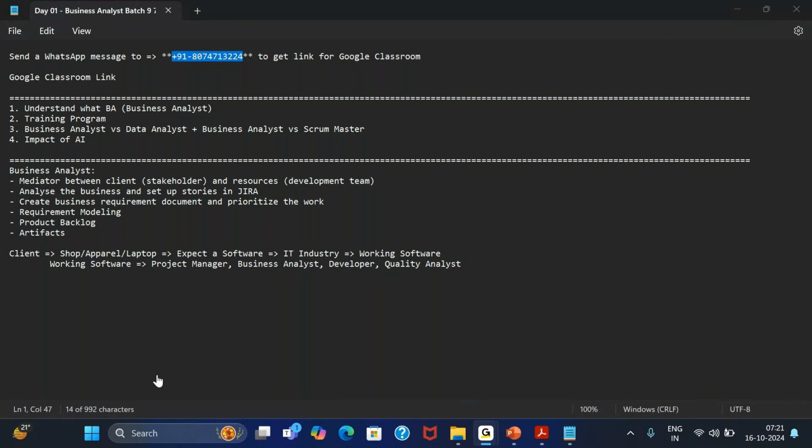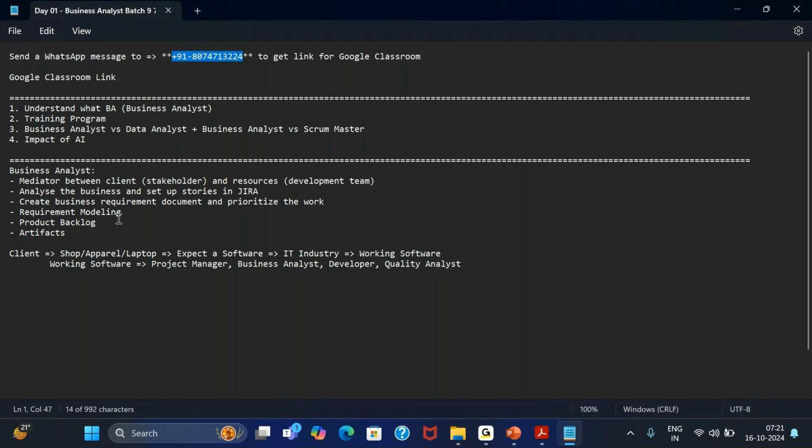Oh, absolutely. So we said requirement modeling over here, so that will cover the flow chart aspect. And in this training program, we will be learning about the Draw IO tool that will be used for helping us to draw these flow charts. So that all will fall under requirement modeling only.